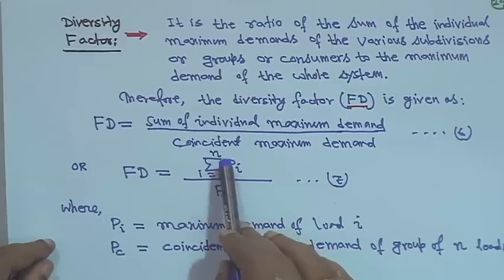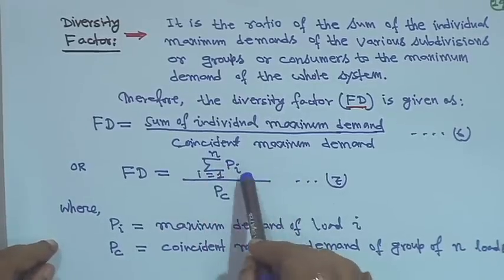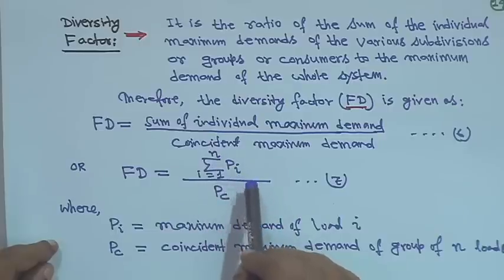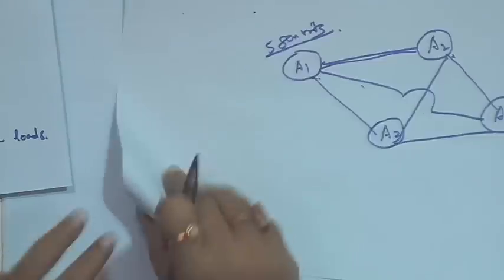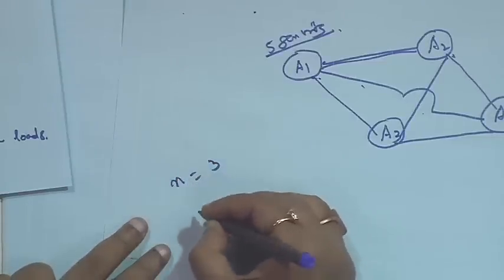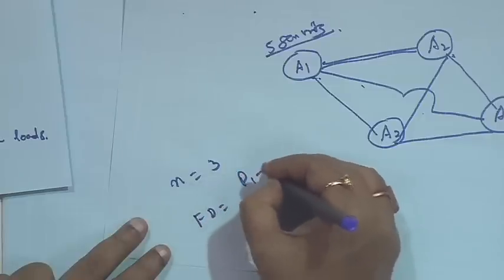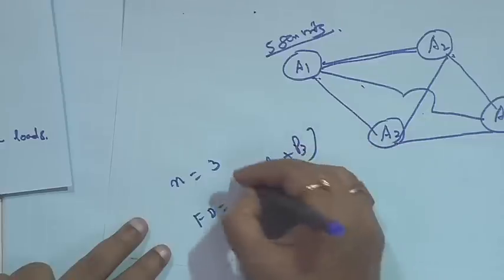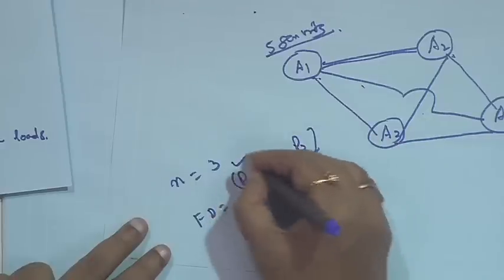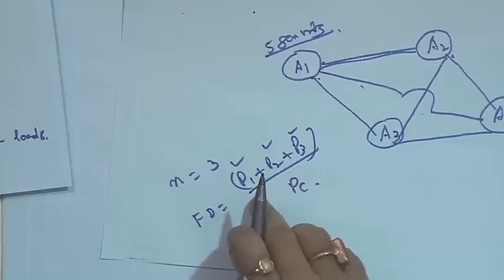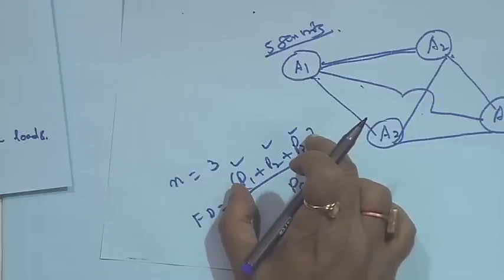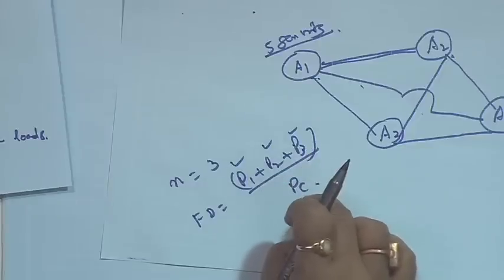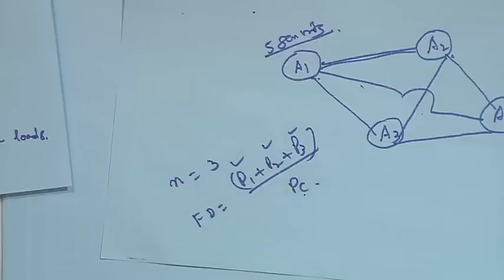Next, these are understandable, right. You have n number of consumers. Suppose n is equal to 3, then the diversity factor FD will be P1 plus P2 plus P3 divided by your Pc. We will take examples later on. P1, P2, P3 are the individual maximum demands of each type of consumer, divided by the coincident maximum demand, that is Pc.